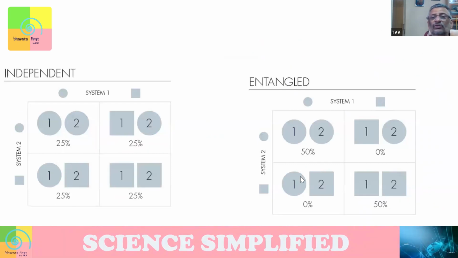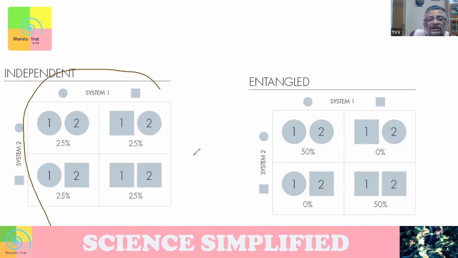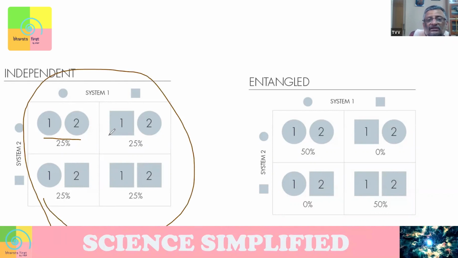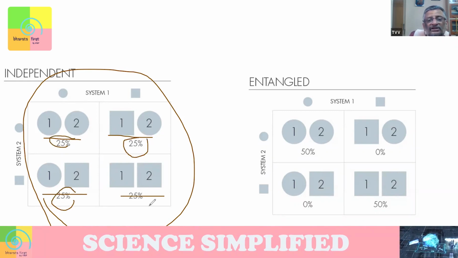Similarly, there is something called quantum entanglement. What does quantum entanglement mean? Suppose I take a square coin and a circle coin, and I take two of them out of a box which contains squares and circles. Then I have four possibilities: circle circle, square circle, circle square, or square square. Each of them has a 25% probability. This is something that we know very simply.